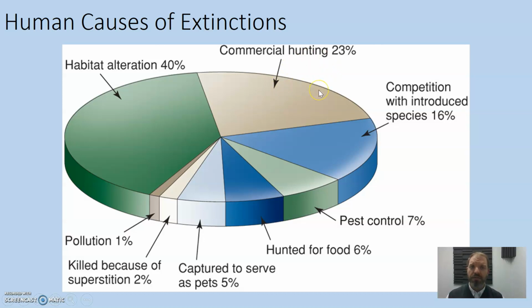Commercial hunting, including fishing, is a huge amount of that. Then there's introduction of species, pest control, and hunting for food by individuals, some of them being captured, some of them just being killed through superstition, and some of that being direct pollution. But we're also aware that indirect causes of pollution, such as carbon dioxide emissions causing climate change, are leading to habitat alteration. So these things often work with each other.